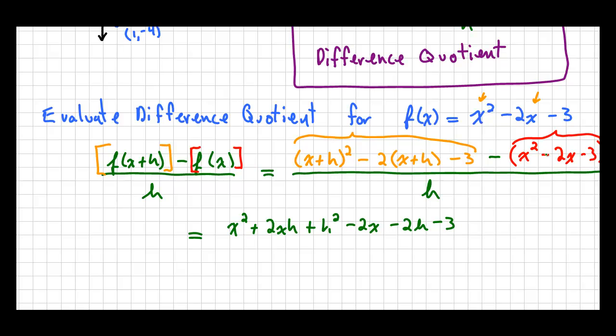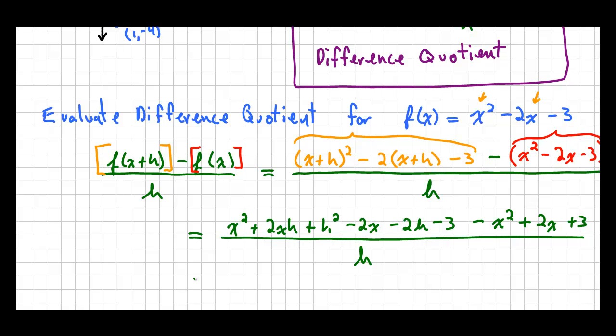But then here on the right, we got to subtract this, so we're going to distribute the minus sign. So it's going to be minus x squared minus a negative 2x, which is going to make it a positive 2x, and then minus a negative 3, which is going to make it a plus 3. And then that whole thing is going to be over h.